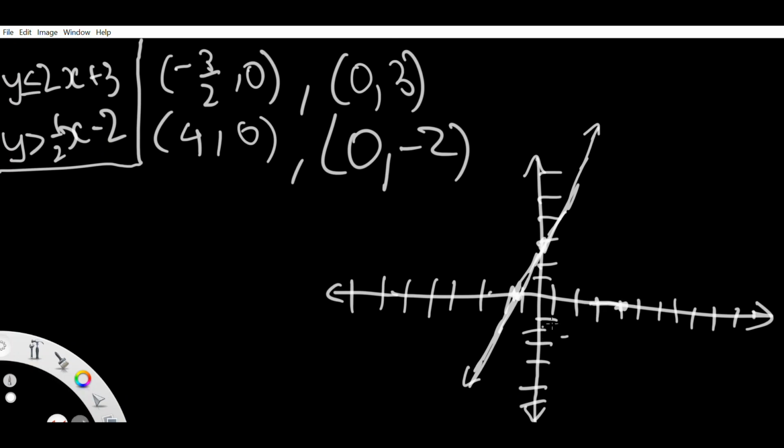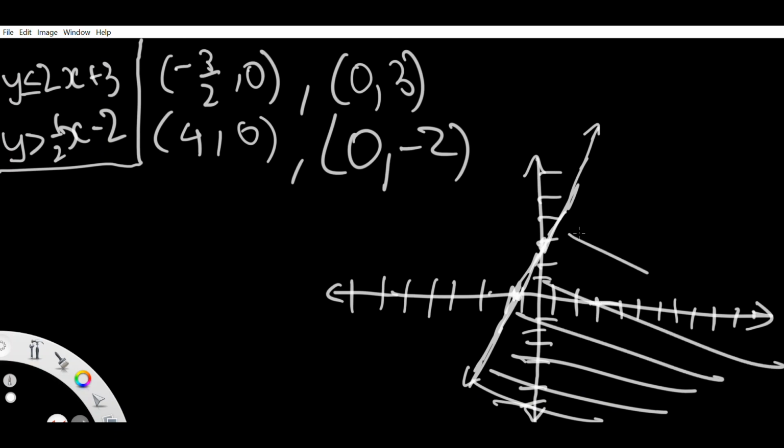However, this line would be dashed. But first, let's draw the shaded region for line number 1. So let's see if 0, 0 works. 0 is less than or equal to 0 plus 3, which is true. So make sure to use two different types of lines, like dashes, so that you can distinguish between the two different shaded regions.